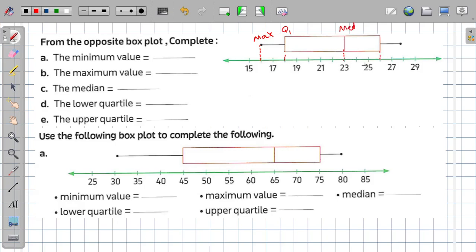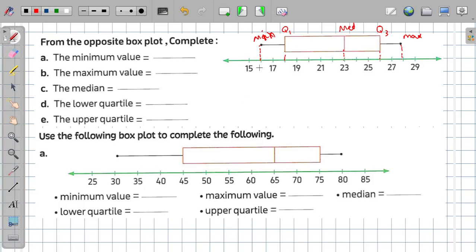And this is the third line of Q3. And this is the minimum. I'm sorry, this is the maximum number. Okay, so the minimum value equals what?